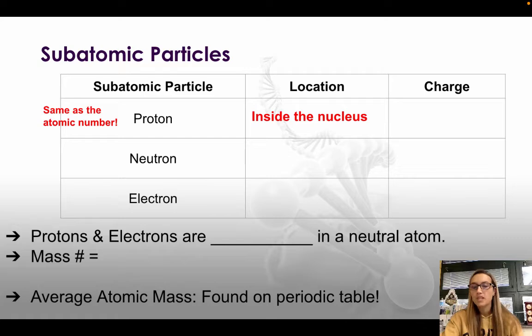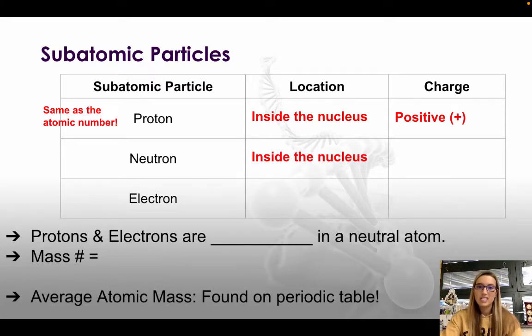Now the proton is located inside the nucleus, and the proton is positive. Every proton has an electrical charge of +1. The other subatomic particle that is inside the nucleus is the neutron. Now think about that word, neutron. It is neutral. So within the nucleus, we have these positively charged protons and these neutral neutrons. And we're going to talk about why the nucleus makes up a majority of the mass of the atom.